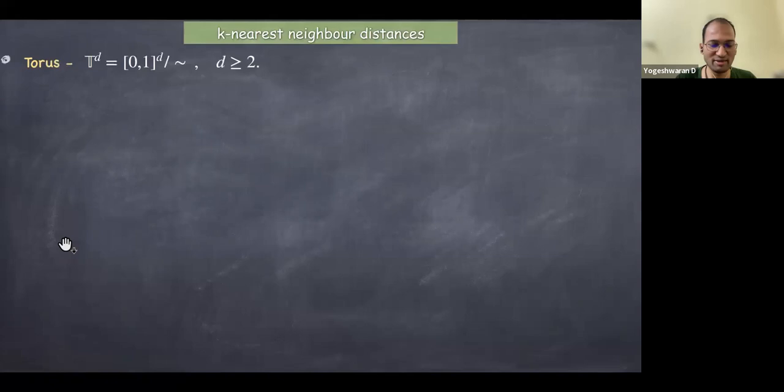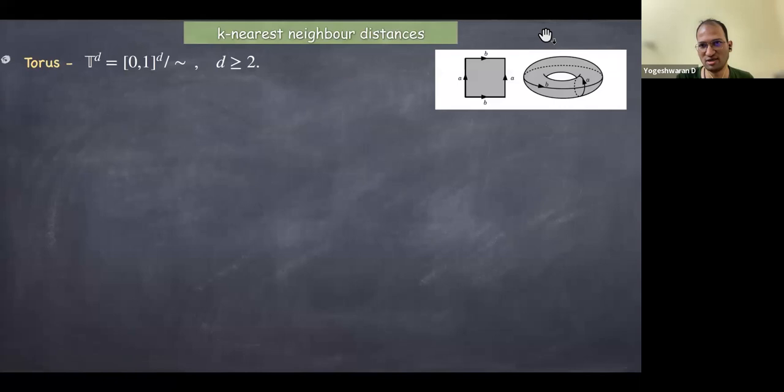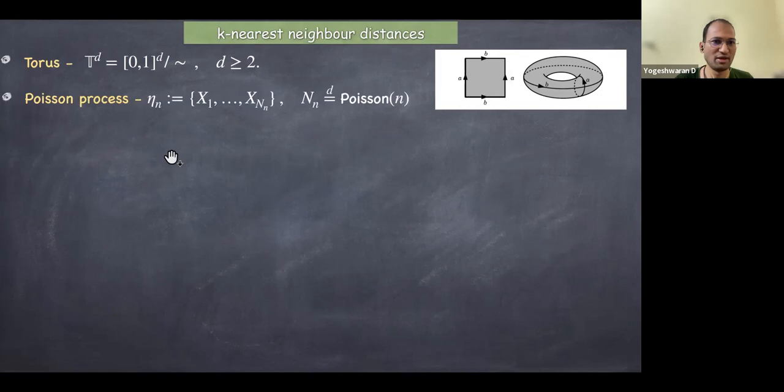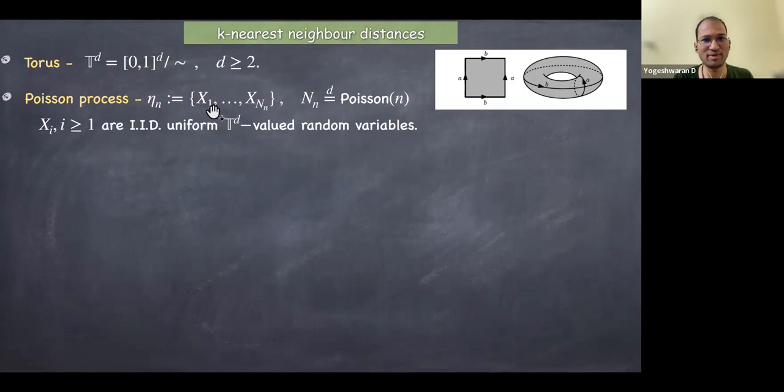My setting will be a d-dimensional torus. I will identify the torus with the unit cube with the boundary edges identified, the standard identification. This is the torus for me, and it is essentially to avoid boundary effects. Of course, it's a Poisson process I'm going to start with, or random points. I will call eta n a Poisson process on the torus. What do we mean by that? We take Poisson n many IID uniform points. For simplicity I will take uniform, but one can take more general densities as well. So we take IID uniform random variables in the d-dimensional cube, and then you take a random number of them, Poisson many. Probably most of you are familiar with this.